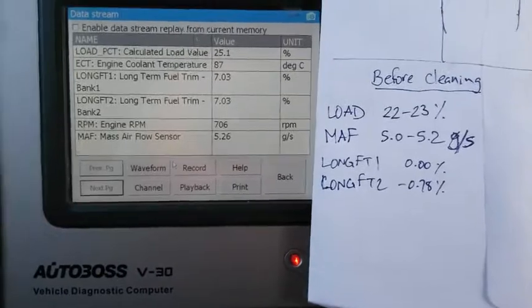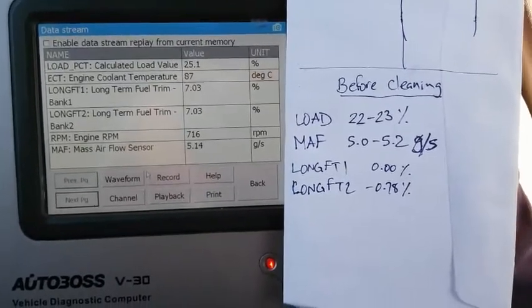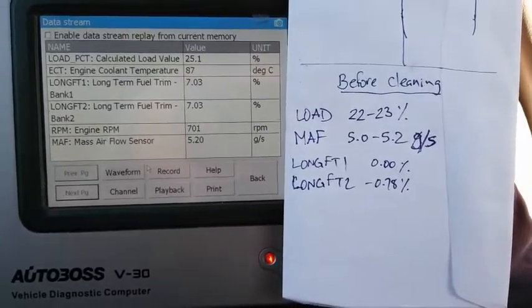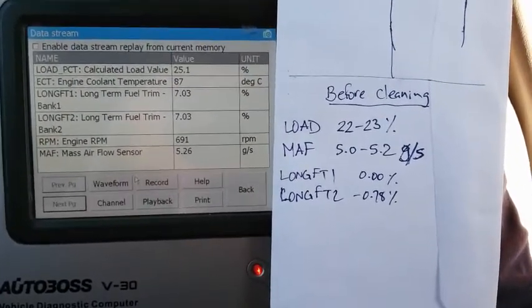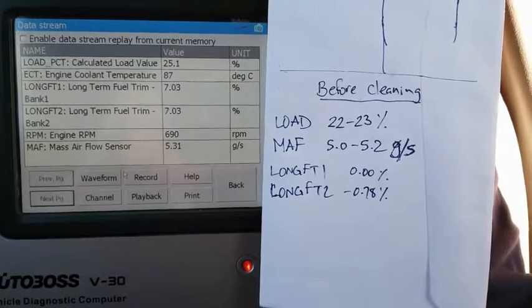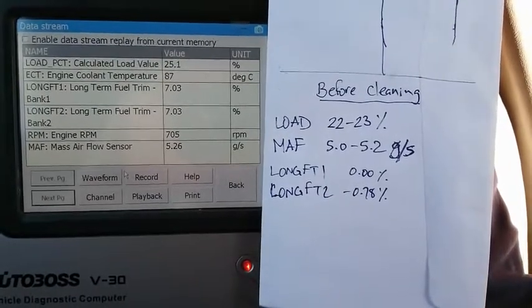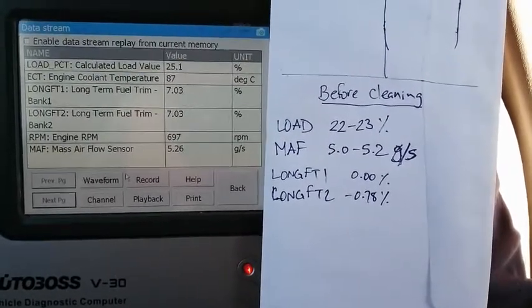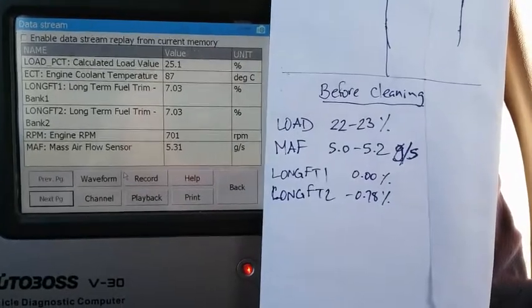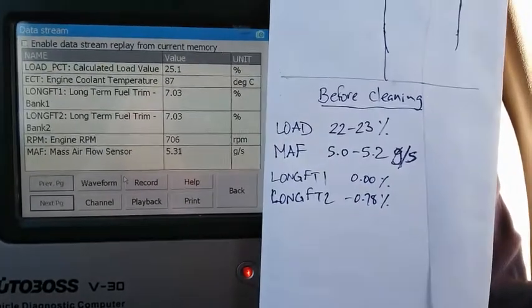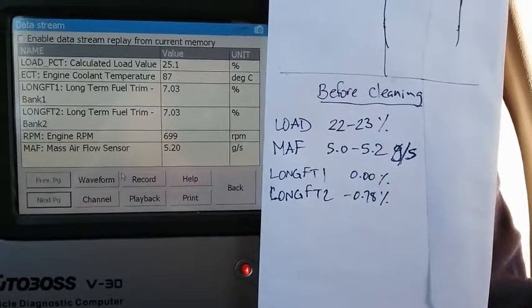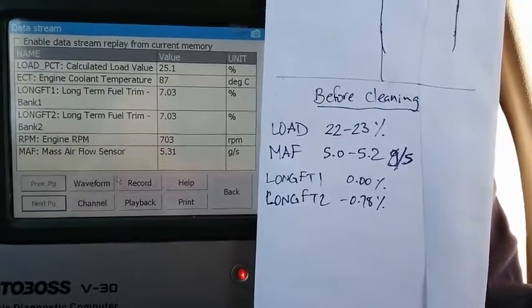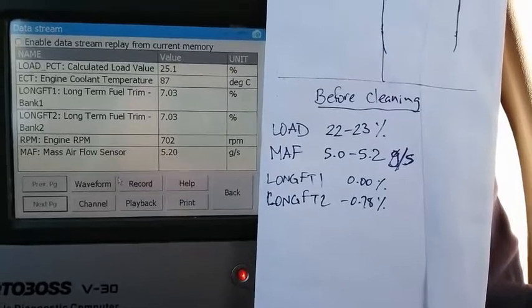So just by looking at these numbers, guys, I do see that before doing the cleaning, the mass airflow sensor was giving a false reading to the computer. It was basically telling the computer that our long-term fuel trims were nearly at 0%. So after cleaning the sensor, our long-term fuel trims did increase to 7%. To me, these numbers are basically normal.